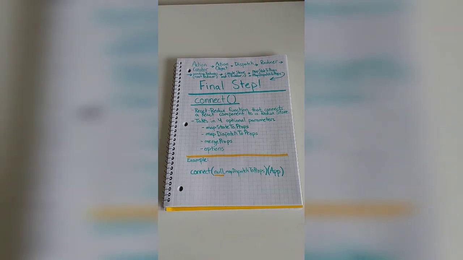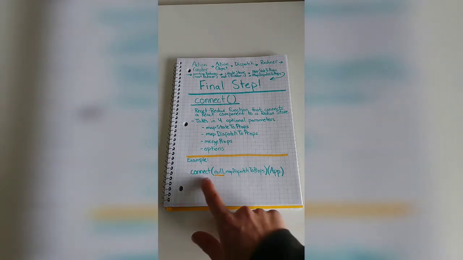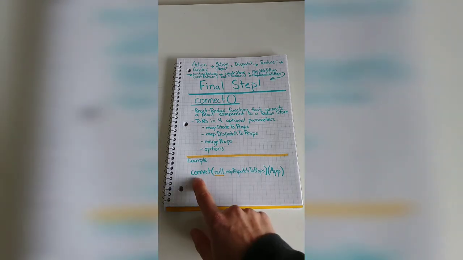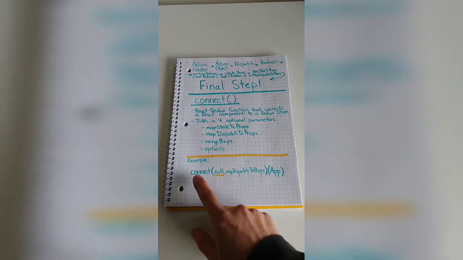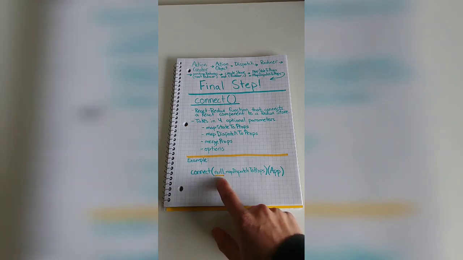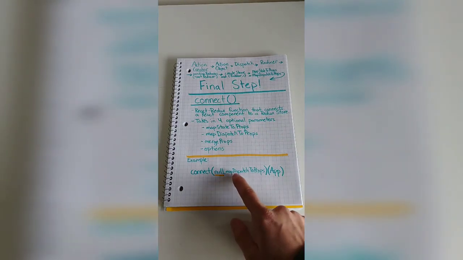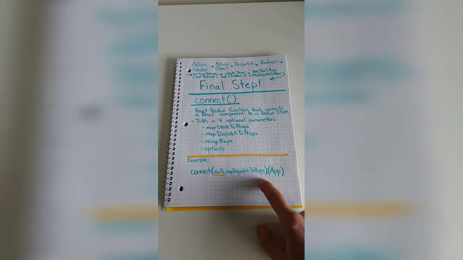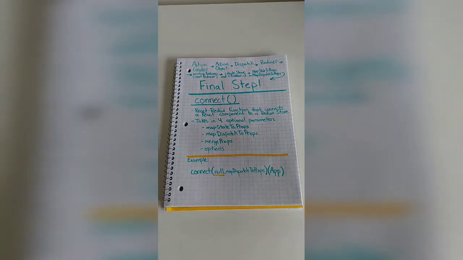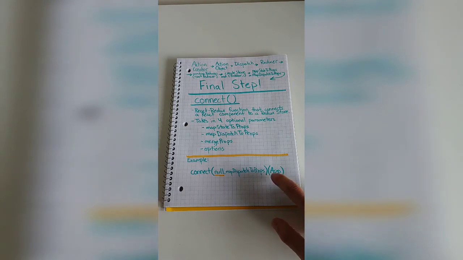So as you can see from our example here, we're taking this connect function. We're actually doing a placeholder of null right here, because usually that's where you would put map state to props. And then our second parameter that we are going to use for our example is map dispatch to props, because remember we're sending up those movies to our Redux store. And then this last bit is that we're connecting it up to our app, because that's where we're having this connect action happen.